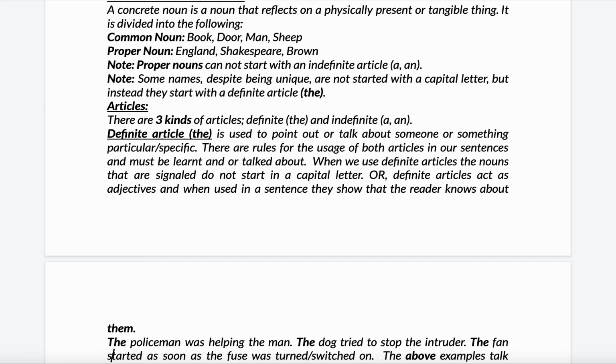Okay. So let's talk about articles. There are three different types of articles: definite and indefinite. Three we say because it's a and an, and then we have the definite article, which is used to point out or talk about someone or something particular or specific. There are rules for the usage of both articles in our sentences, and they must be learned and talked about. When we use definite articles, the nouns that are single do not start with a capital letter. So our definite articles act as adjectives, and when used in a sentence, they show that the reader knows about them.